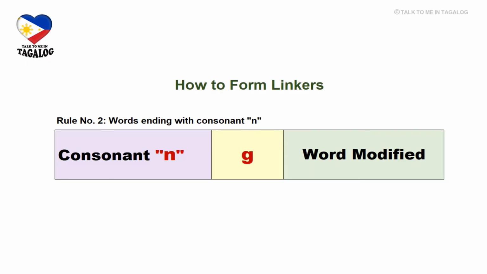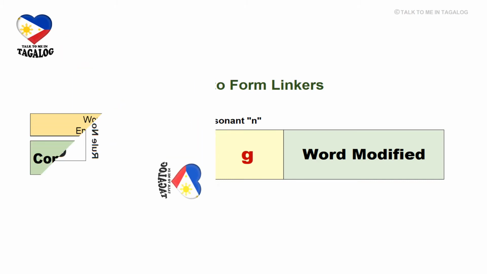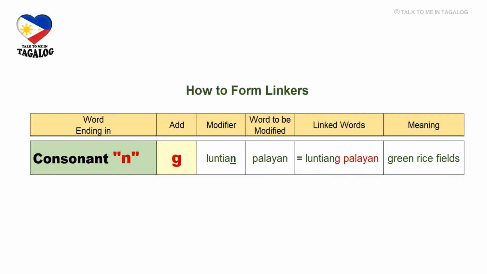Now we will go to rule number 2. For those words ending with consonant N, we simply add G to the first word to form a phrase. For example, the word luntian, which means green, ends with the letter N. To link it to the second word palayan, which means rice fields, we add ng to make it luntiang palayan. Luntiang palayan, green rice fields.